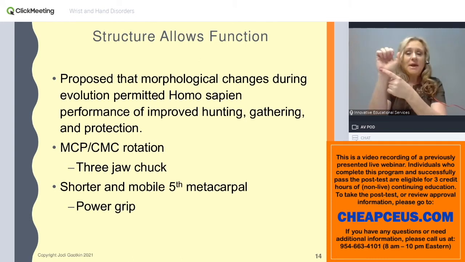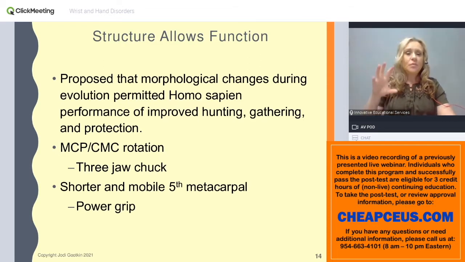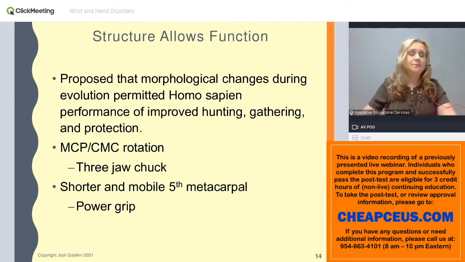And that fat pad increased on that hypothenar eminence to give some force distribution during that. We have more of a power grip, 3-draw chuck from the metacarpal and carpal metacarpal joints to allow for, they said, wielding of stones and hunting and gathering. Just a nice way to remind us that structure dictates function, and we do need to have appropriate movement and alignment among all of these joints for our patient.